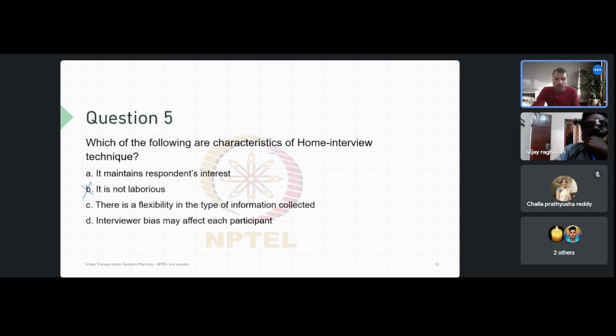Then, it maintains the respondent's interest. So yeah, A is correct because generally we are doing it at their home, so they will be comfortable and more prone to answering the questions in the right way. So it maintains the respondent's interest.